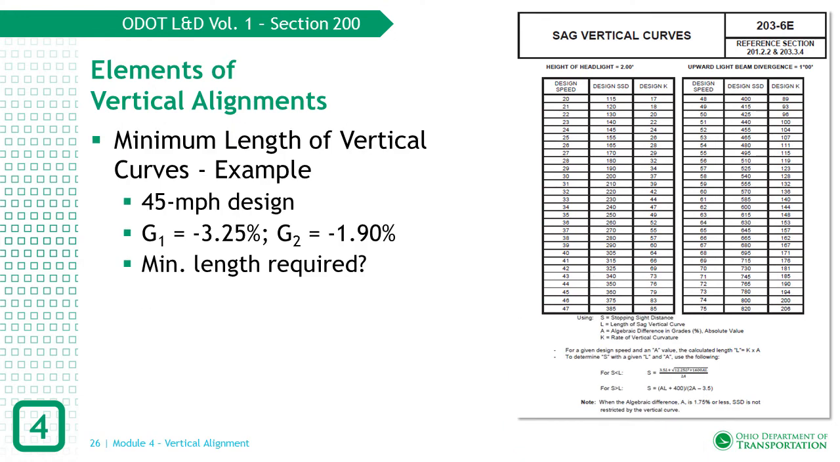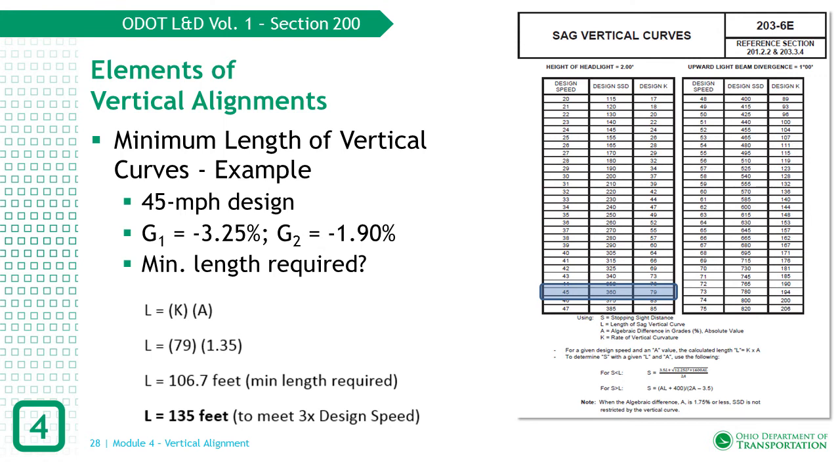Let's look at an example of how to calculate the minimum length of a sag vertical curve using a 45 mile per hour design and a minus 3.25% grade intersecting a minus 1.90% grade. First, calculate the algebraic difference of the grades. In this case, A equals 1.35%. This means that the pavement through the curve does not impede sight distance.